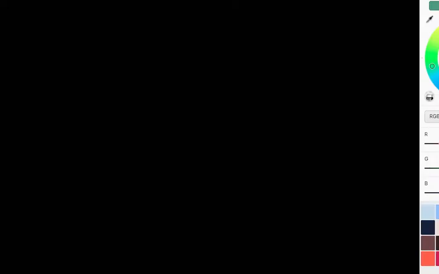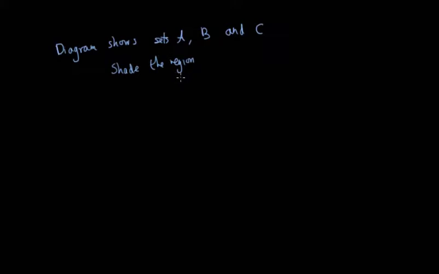Let's look at another example. So I'll get my blue pen back. We're going to look at a diagram. The diagram shows sets A, B, and C. Shade the region. I would also just put a wee practical point in here.